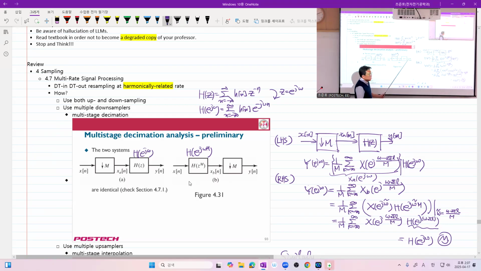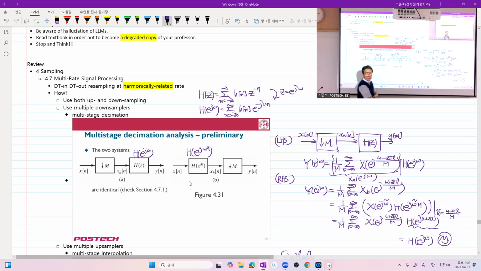So here, anyway, you have 1 over capital M times the sum, the so-called spectrum folding, that is copy and paste, right? And that copy and pasted one will be the multiplication of capital X of e to the j omega and H of e to the j omega M. So here, as you see, this x_b is this one evaluated here.